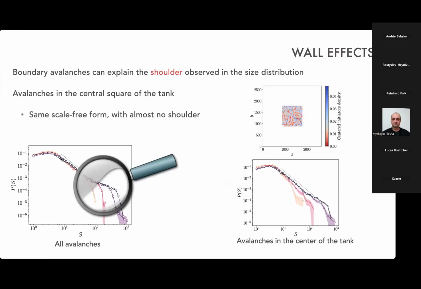So these very large avalanches might be the ones that break our power law behavior. If we do an analysis of avalanches in the middle of the tank, disregarding the ones that started close to the walls, you observe a much better power law behavior, in which this bump, this shoulder, is diminished a lot. Okay, I think that's it.